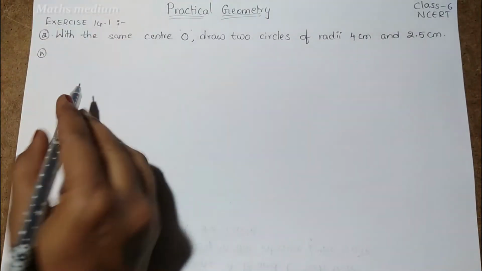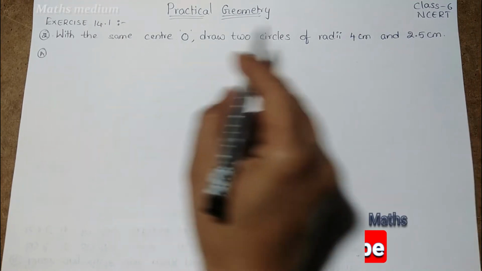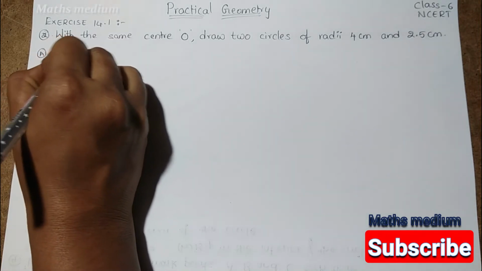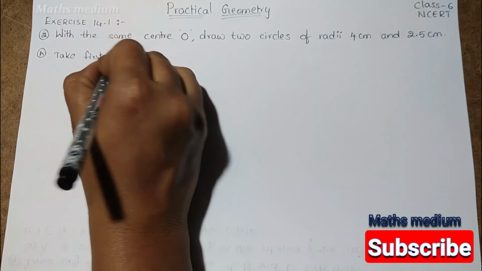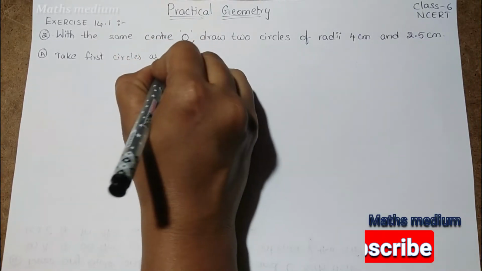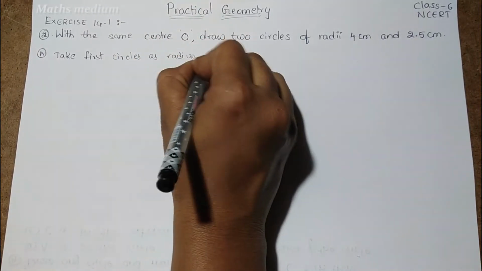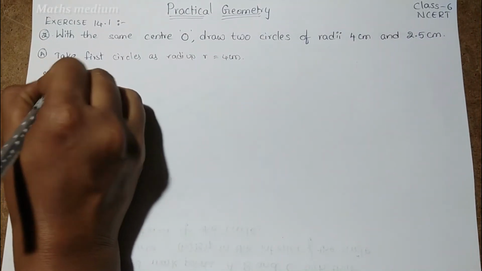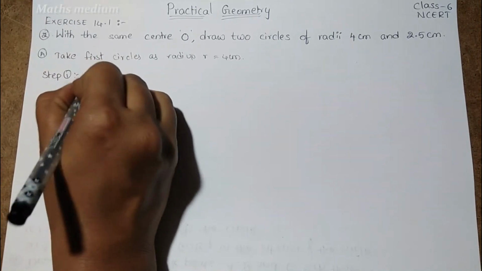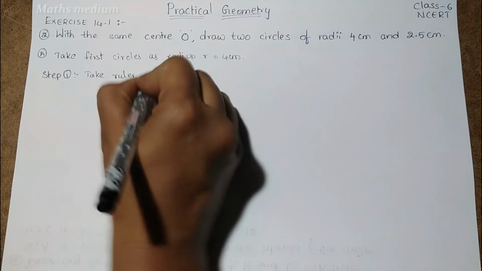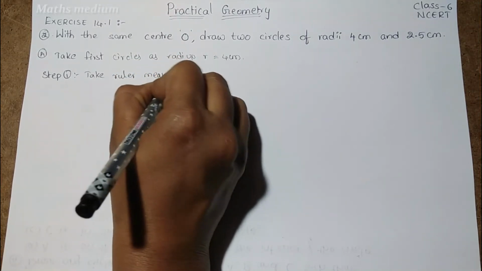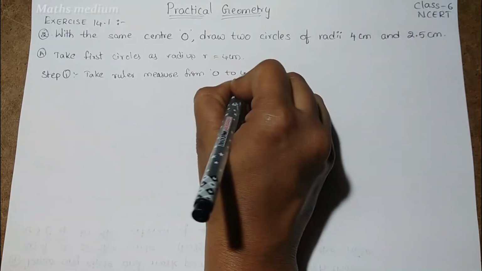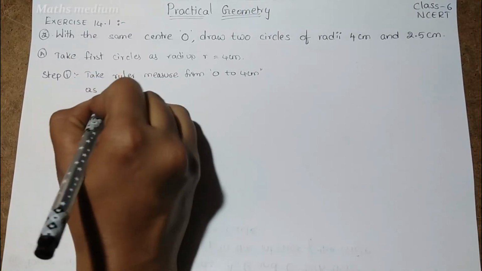So, let's start. First I am drawing, taking center as O, a circle with radius 4 centimeters. Take the first circle as radius r equal to 4 centimeters. Now, step 1. Take a ruler and measure from 0 to 4 centimeters as the radius.